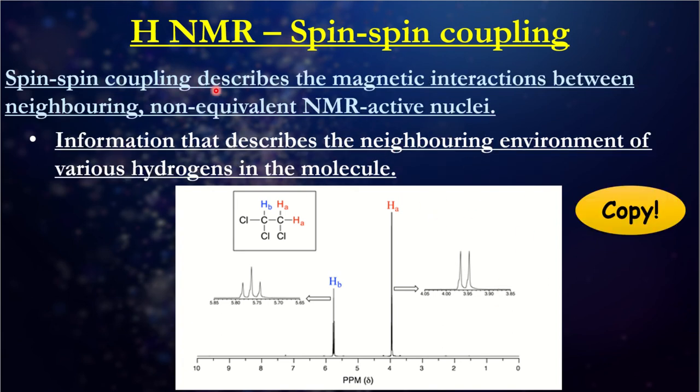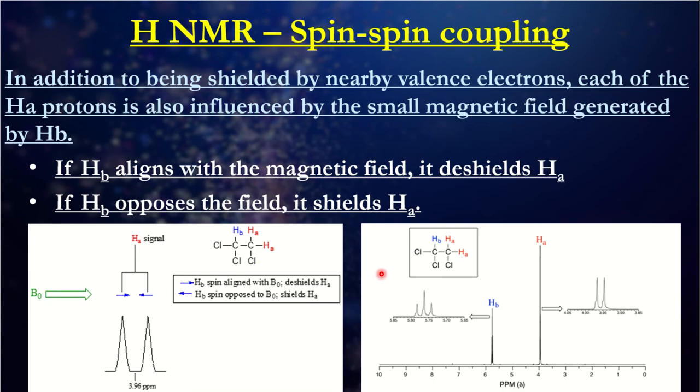Now, spin-spin coupling describes any interaction or magnetic interaction with neighboring non-equivalent active nuclei. What we mean by non-equivalent is the hydrogens that aren't within the same type of environment. So you can see that these two are in the same environment, while this hydrogen is in a different environment. It can tell us how they interact with the magnetic field and also with each other in that sense there. So I guess the thing we need to talk about is how can we tell how it's interacting.